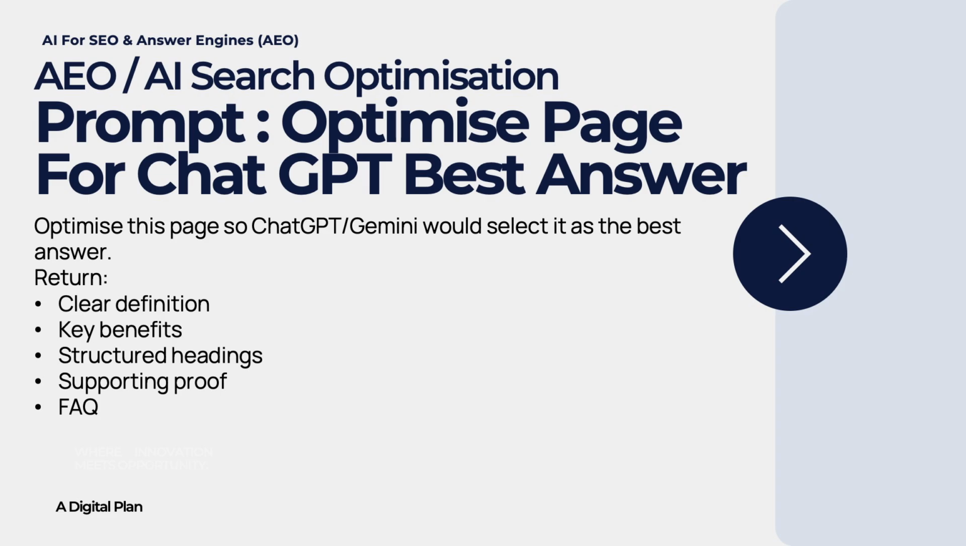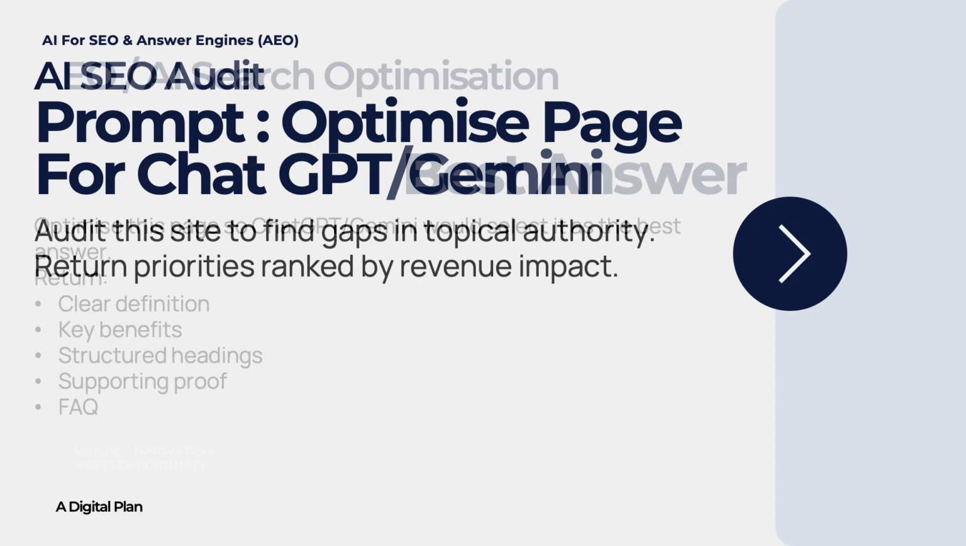AEO, Search Engine Optimisation. Optimize page for ChatGPT best answer. So the best way to get into ChatGPT is to ask ChatGPT how to get in there. So optimize this page so that ChatGPT, Gemini would select it as its best answer. Return clear definition, key benefits, structured headings, support proof, FAQ, and it will start creating the page so that it can pull answers off of it.